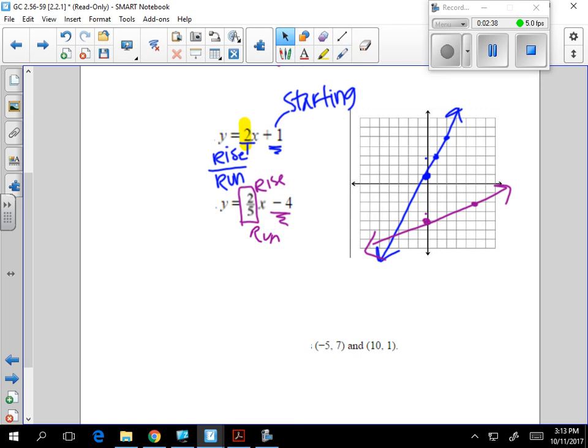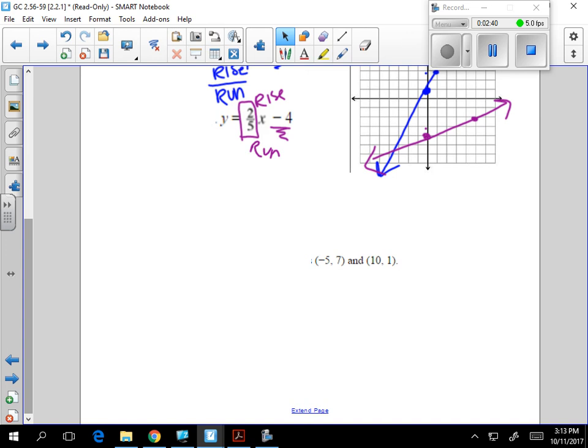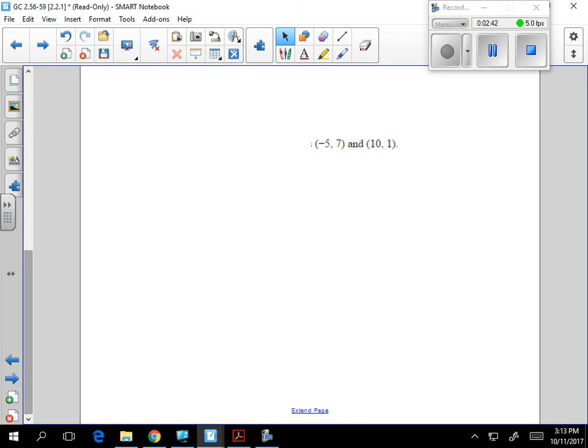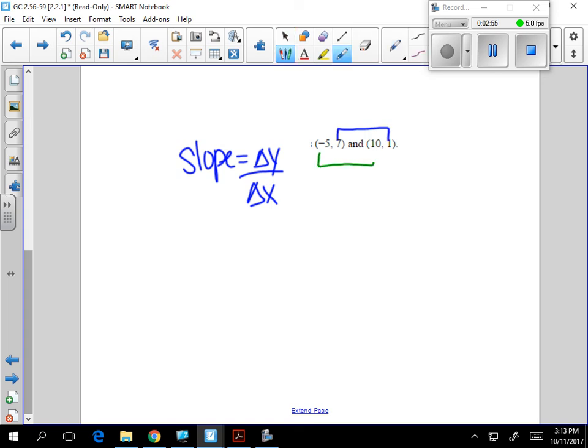And the last thing that we're going to do in this video is find the slope between 2 points without using a graph. So remember, slope is delta y over delta x, change in the y values over change in the x values. So right here, if I do -5 minus 10, I'm going to get -15. You could also just think, what's the change from -5 to 10? It's going up 15. Don't worry about the signs right now because it will even out in the end.